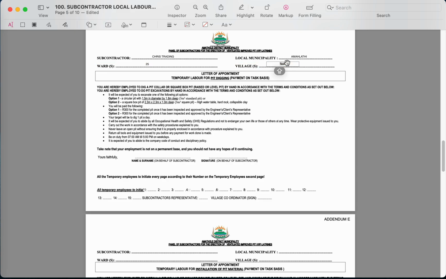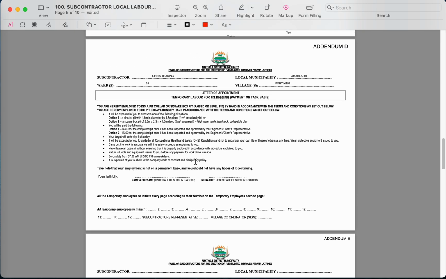The village, we said, I can't remember, but it's Fort something. Let's write Fort King is our village or villages, right? Now this is where we need to be very careful. Now we did say, okay, this part is the contractor or the director of the contractor or someone who is representing the company, right? So we would write the name of the person.